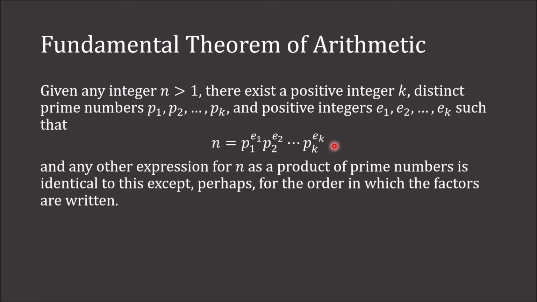We will prove this later. We don't have all of the tools to prove it just yet. But what this theorem is saying is that every integer greater than 1 will have a unique prime factorization.